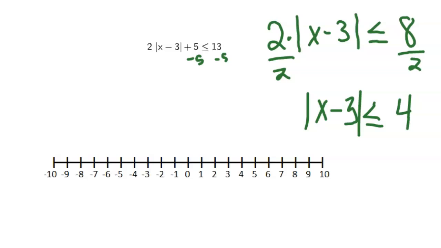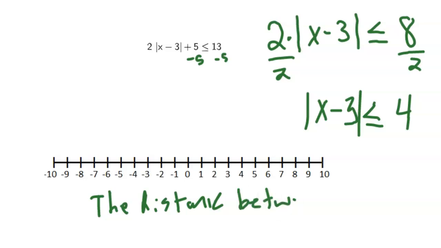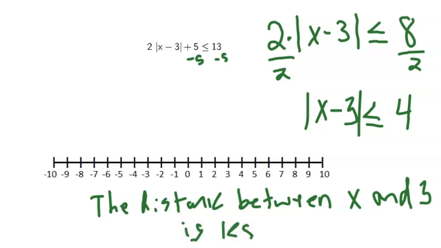And so now you can go ahead and do your distance thing with this. So in this case, the distance between x and 3 is less than or equal to 4. So less than or equal to 4. If you can read my chicken scratchings there.